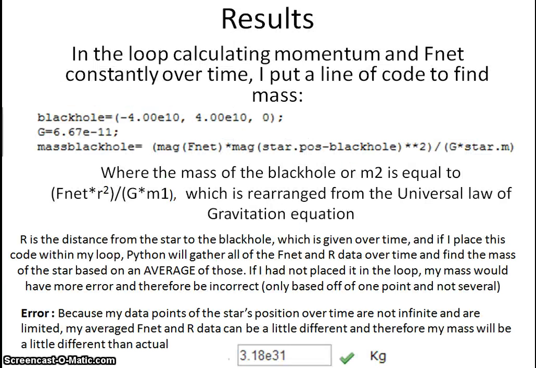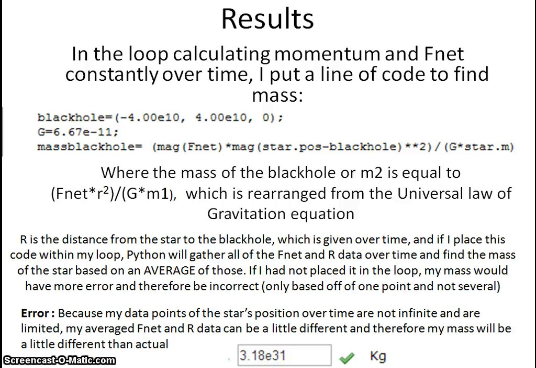The results of my computational model showed that the mass of my black hole was 3.18 times 10 to the 31st kilograms. I showed it here in a rearrangement of the universal law of gravitation equation, which I put in my code in the loop. If I hadn't put it in the loop, then my F-net and r data would be the last data pulled. That would give me a lot of error because I had not taken the average. Because I put it in the loop, I'm taking the average of all the data collected, and not just the final, and then finding the mass.